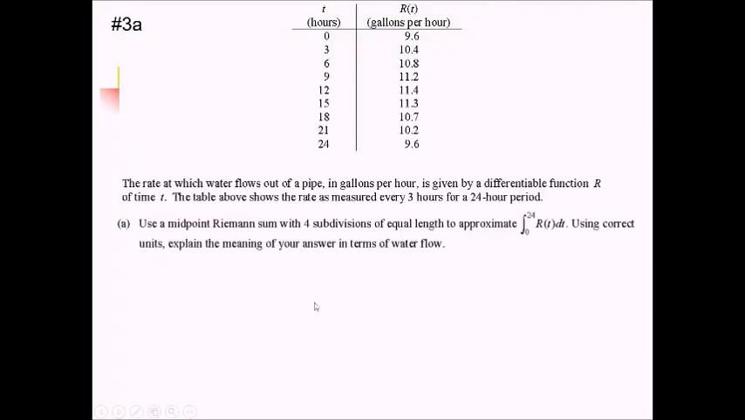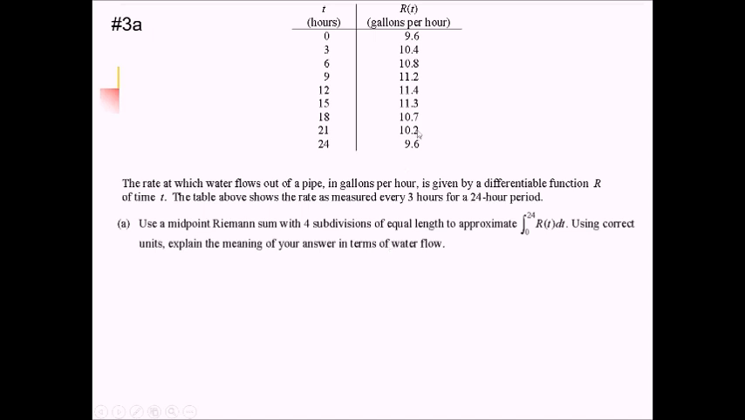For this calculator-based free response, the rate at which water flows out of a pipe in gallons per hour is given by a differentiable function R, and we've got a table showing the rate R as measured every 3 hours for a 24-hour period. So we've got some random values or semi-random values in there. Our first task is to use a midpoint Riemann sum, MRAM, for subdivisions of equal length to approximate the integral from 0 to 24 of R of t, and then explain what we just figured out.